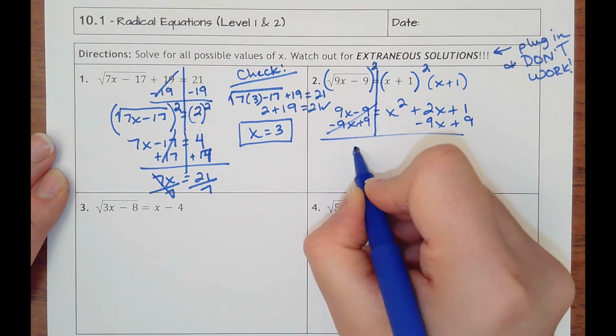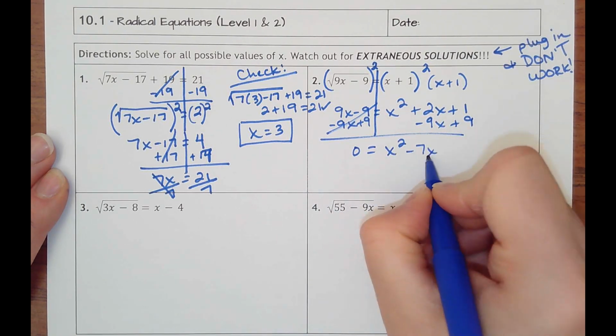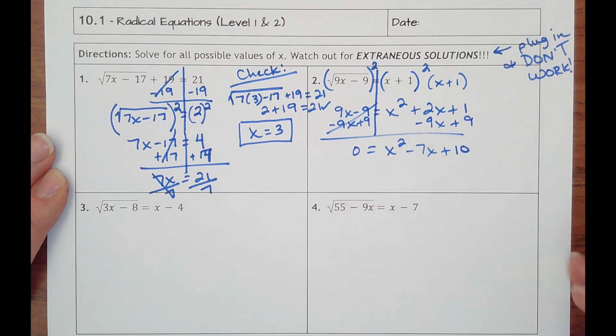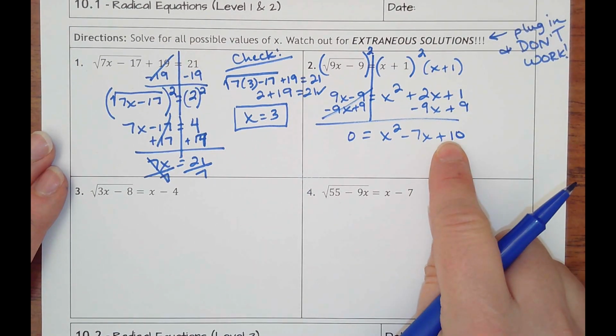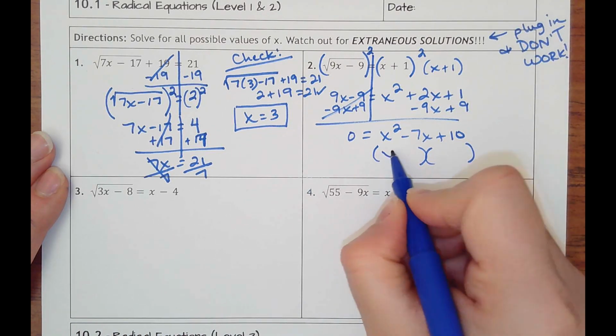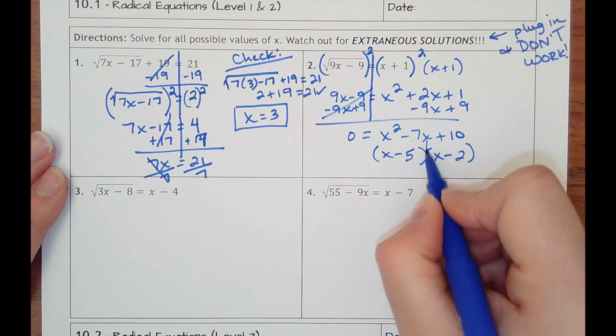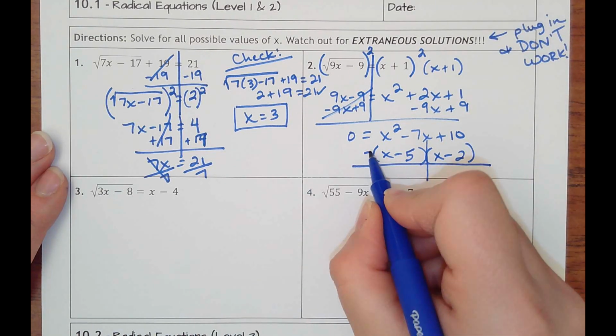So that makes a 0. 2 minus 9 is negative 7x, and 9 plus 1 is 10. So we've got to figure out what two numbers multiply to make positive 10 that add to make negative 7. They're both going to have to be negative numbers, and it'd be 5 and 2. That means we're getting two answers.